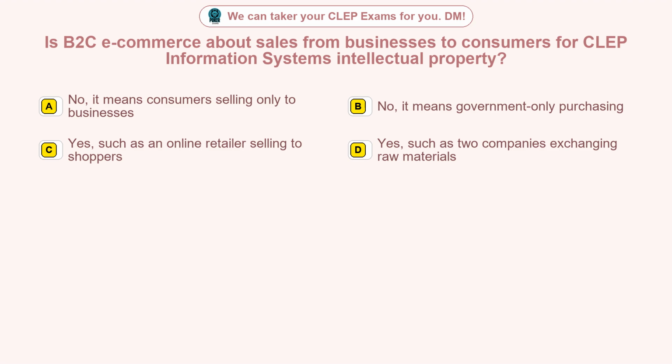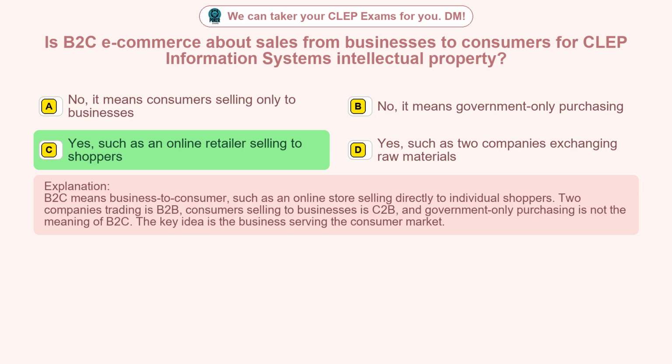Option A. No, it means consumers selling only to businesses. Option B. No, it means government-only purchasing. Option C. Yes, such as an online retailer selling to shoppers. Option D. Yes, such as two companies exchanging raw materials. The correct answer is option C. Yes, such as an online retailer selling to shoppers.